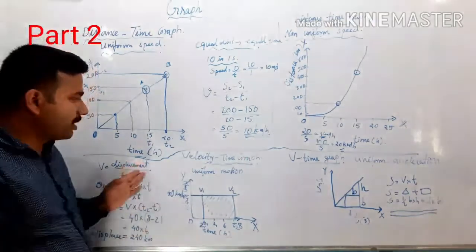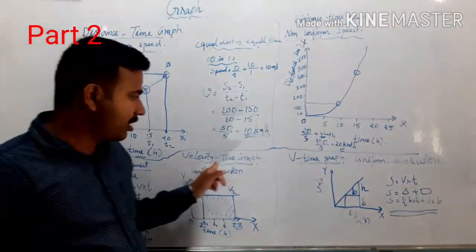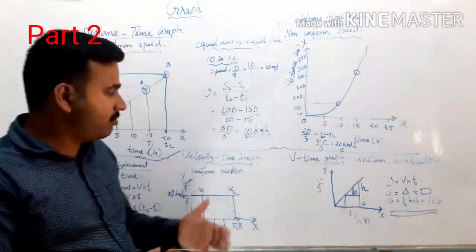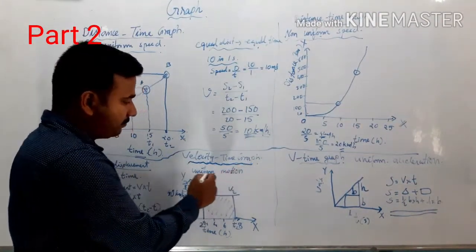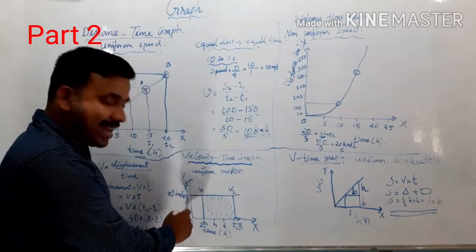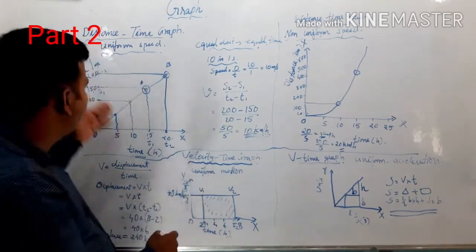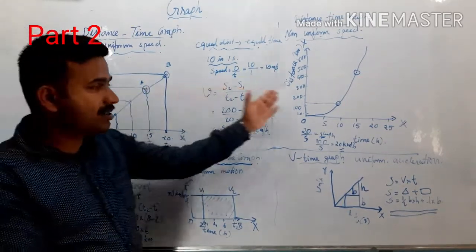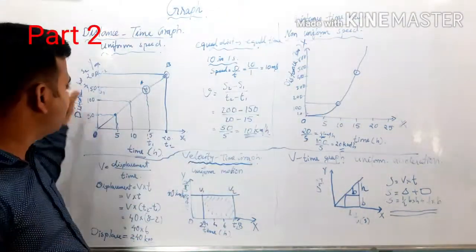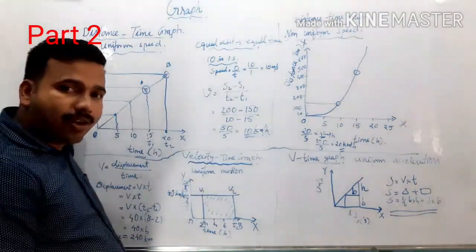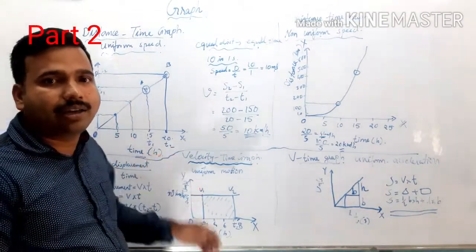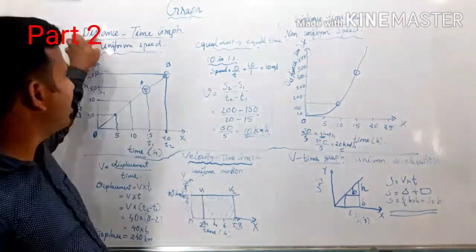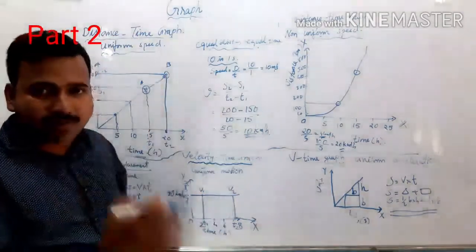Now let us look at the next type of graph, that is velocity time graph. What do you mean by velocity time graph? On the y-axis we are taking velocity. Earlier we took distance. Why is it known as distance time graph? Because along one axis we are taking distance, and along another axis we are taking time. That's why the graph name is distance time graph.